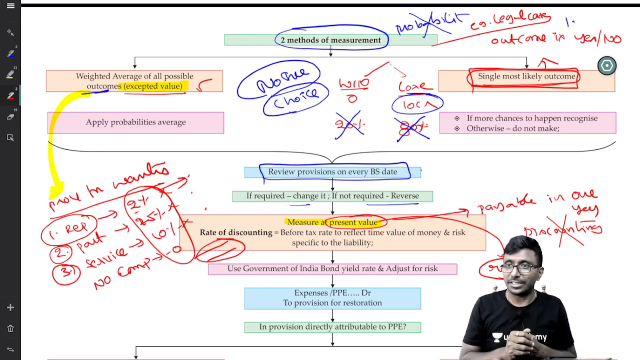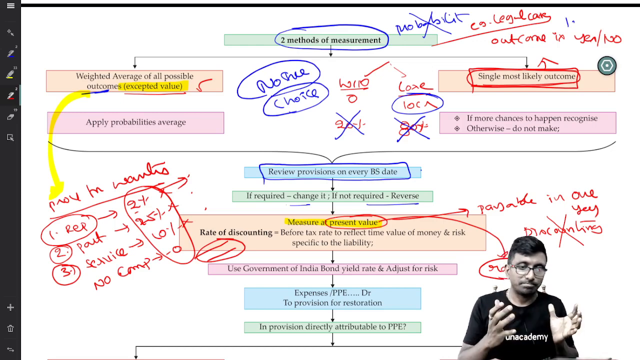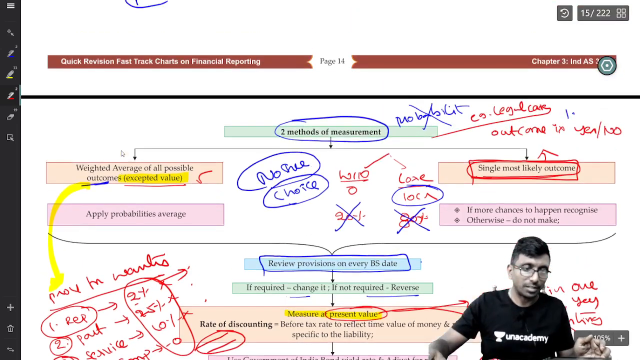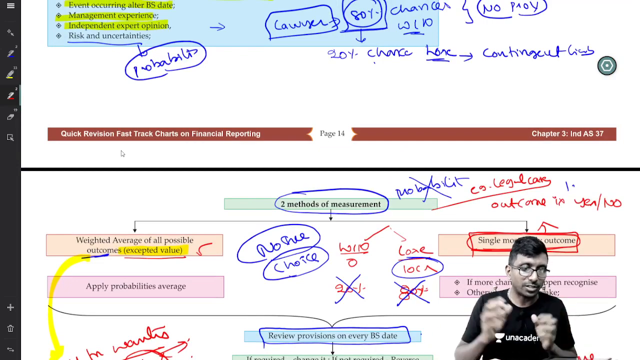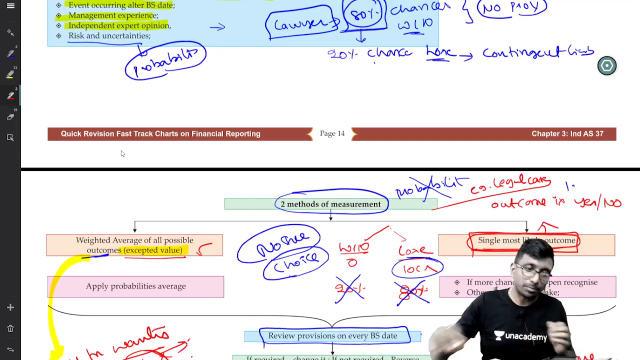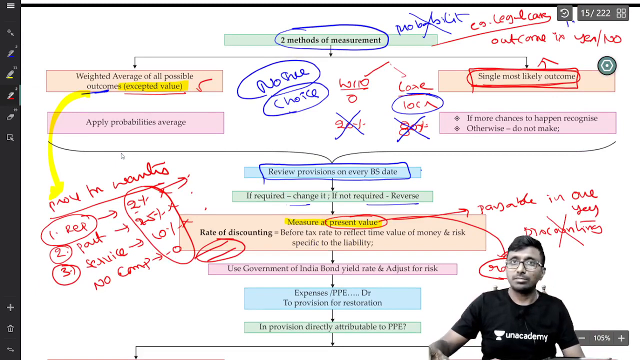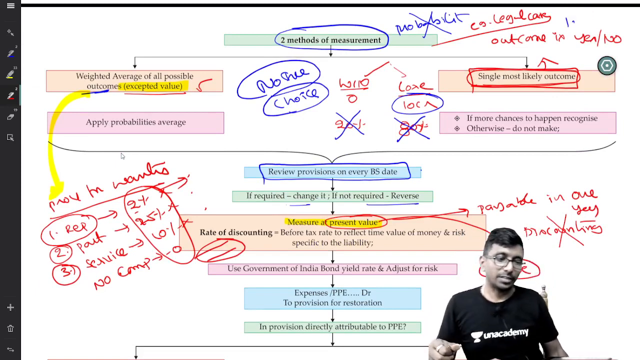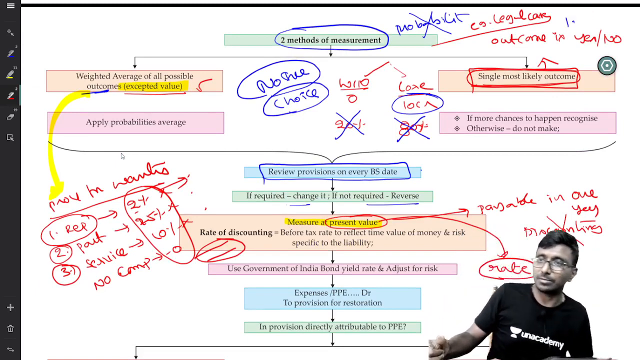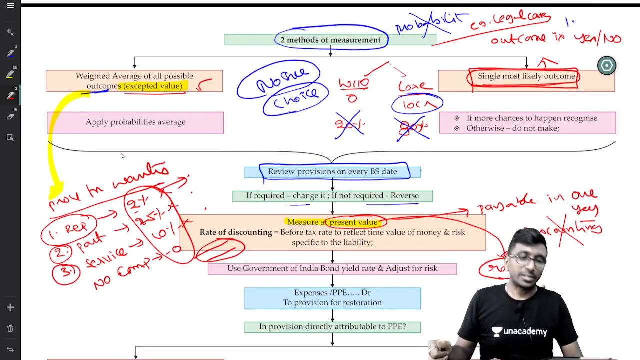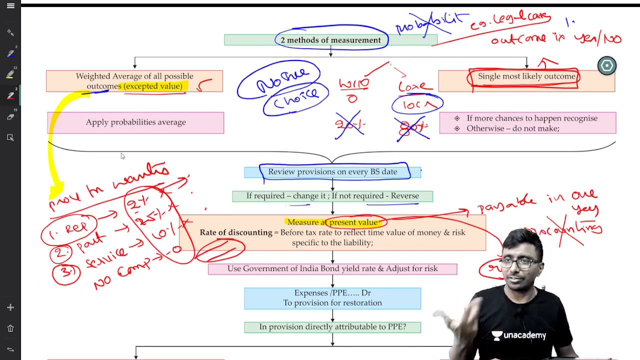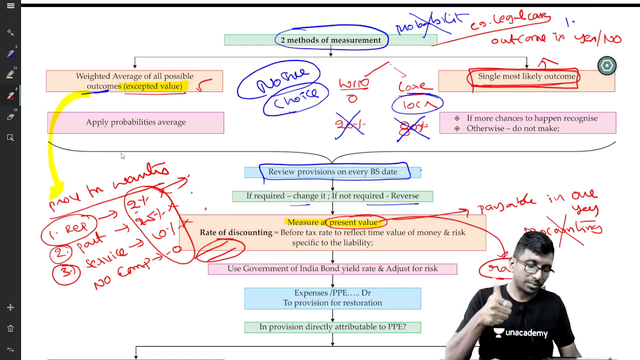Where will you get the PDF? No, you don't get it. I cannot share it. It is a part of my text. This is part of the quick revision fast track chart book. It is a published book available in the market. We cannot share this, my dear. It is published material. If you're interested, you can buy it. It is available on Amazon and everywhere. Okay, right. Sorry, come back.